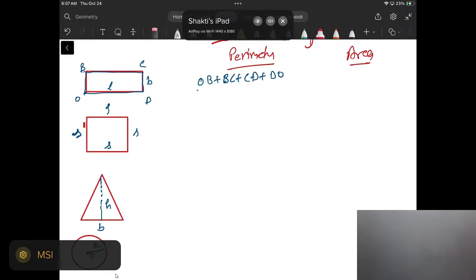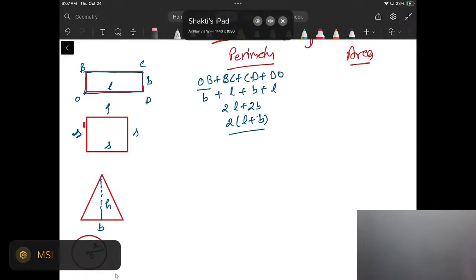So if we compute this value, this is B, this is L, this is B, again this is L. So we can say here we have 2L plus 2B. We can simply write it like 2 times (L plus B) also. So this is the perimeter over here.